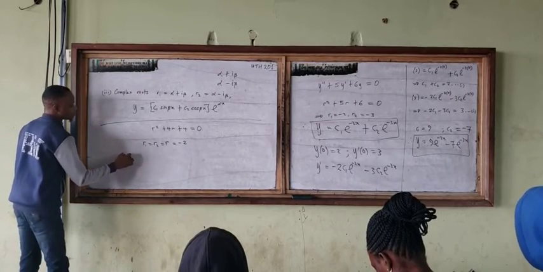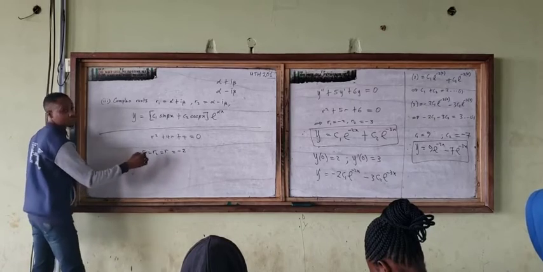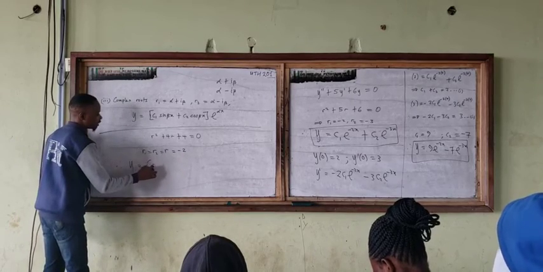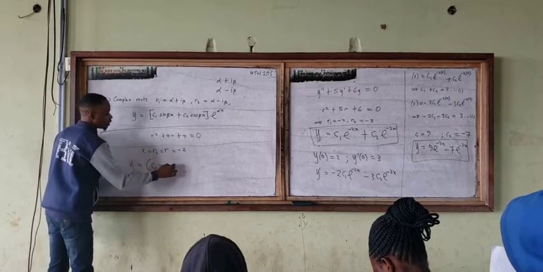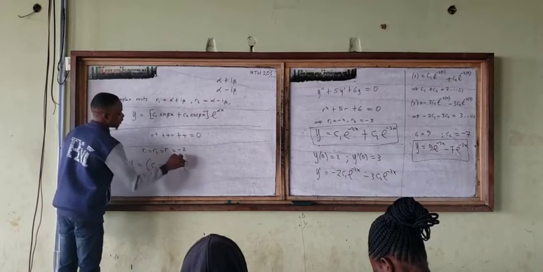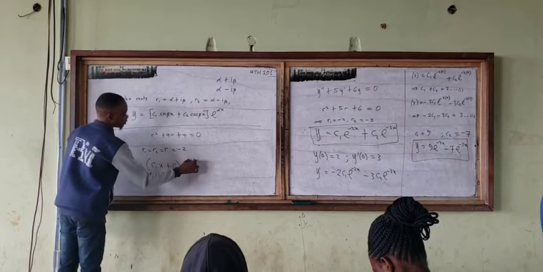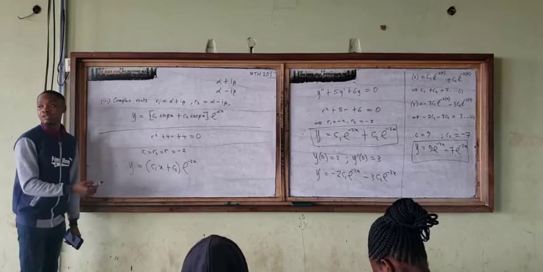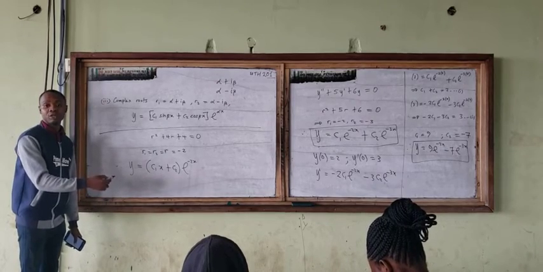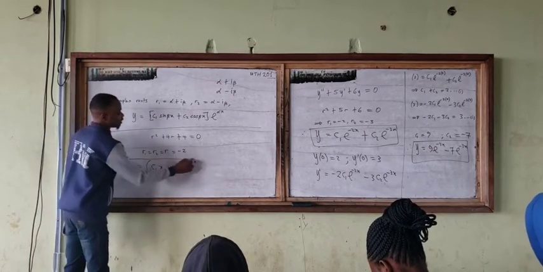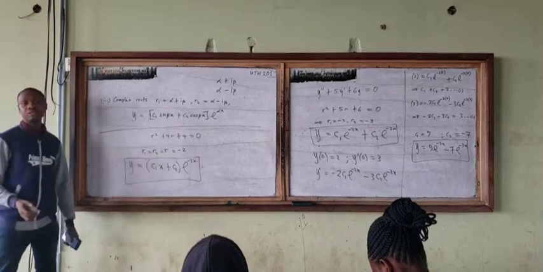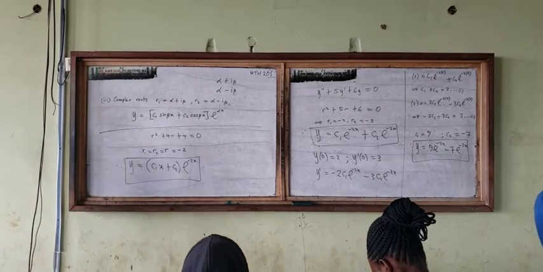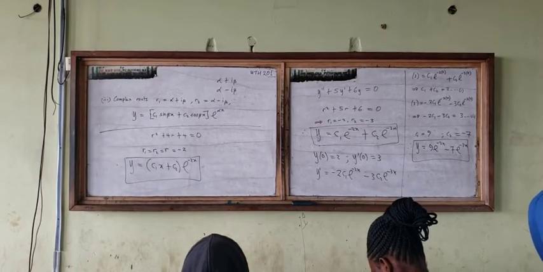That means your general solution is going to be y is equal to, in this bracket, (c1 x plus c2) e raised to the power rx. That's minus 2x. Does that make sense? This is the general solution whenever you have repeated roots. So that's everything you need. You can see it's very simple. Yes, sir. Okay.